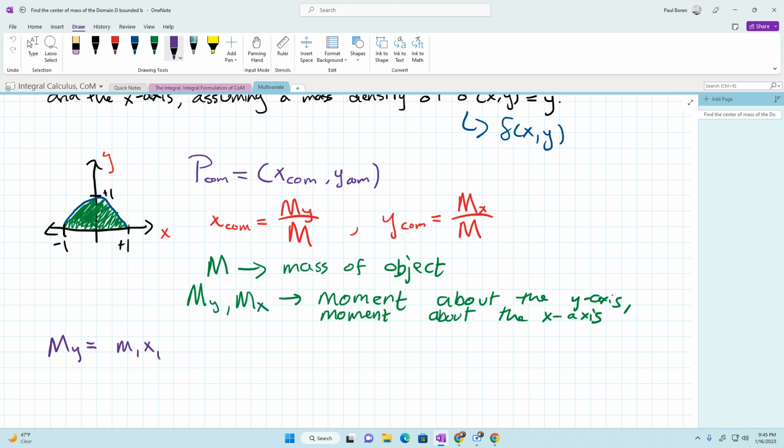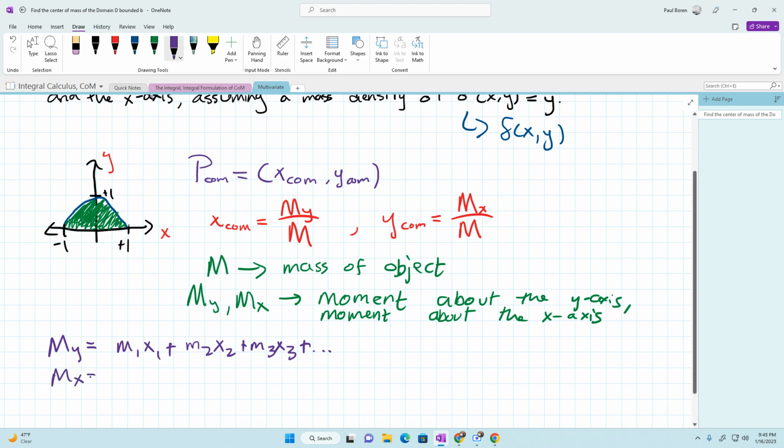Let's imagine that we're trying to talk about the moment about the y-axis of that system. Well, it would be m1 times x1 plus m2 times x2 plus m3 times x3 plus dot dot dot. We can sum up as many particles as we have. That's our moment about the y-axis.